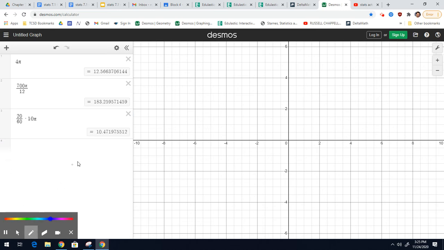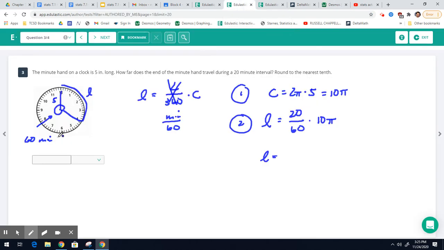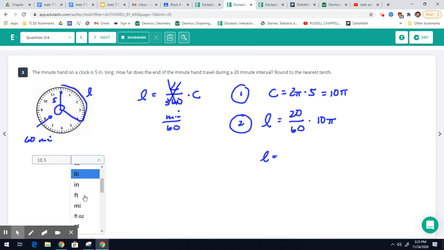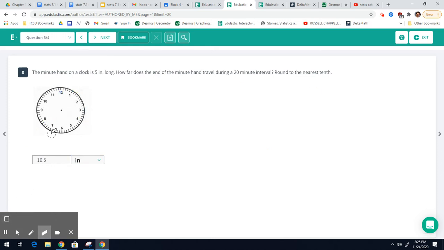10.47, again, round to one decimal. So the 7 rounds the 4 up to a 5. 10.5. And this is arc length. So arc length is in inches. 10.5 inches. There we go. So again, that one is a little tricky just because I used time instead of degrees. Okay, same kind of idea.